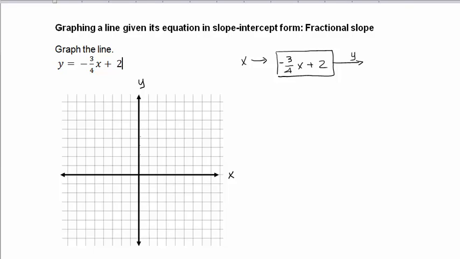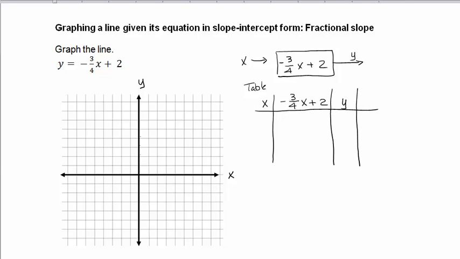I'm going to show you two different ways to do this. The first way, again, is the table method, where we plug in certain values for x and find their corresponding values of y to give us a point. We're going to plot those points, and then draw a line through them. So let's start. I'm going to make a little table. Take my x, multiply it by -3/4, add 2, figure out what my y is, and then pair my x and my y together to get a point.